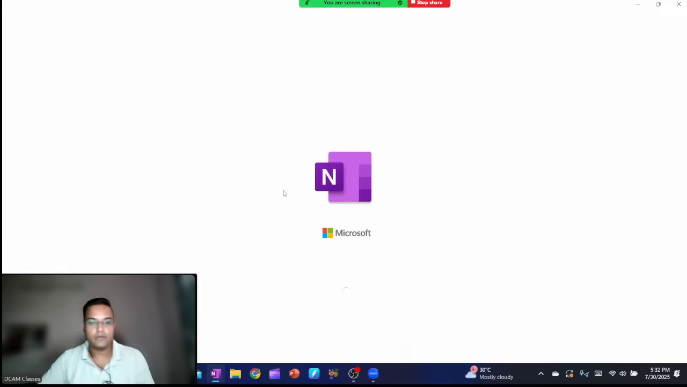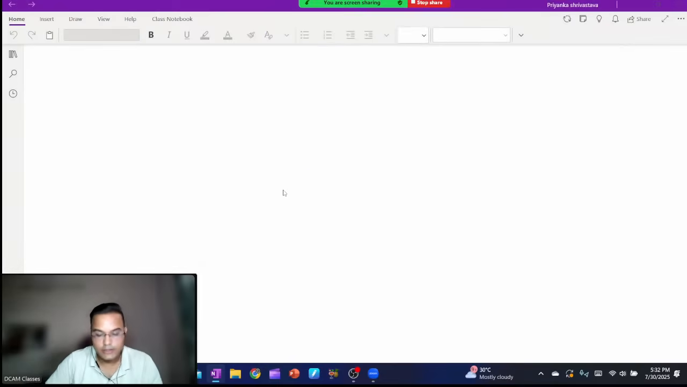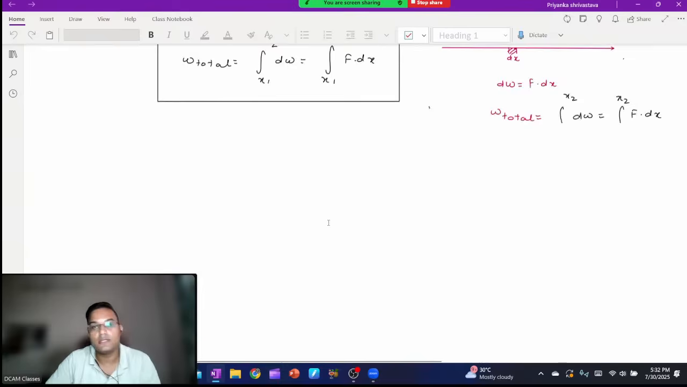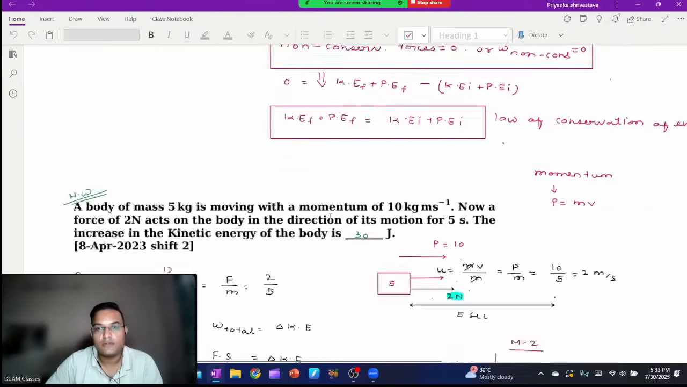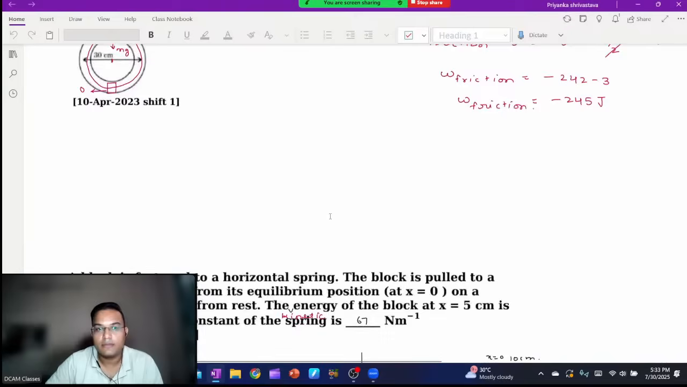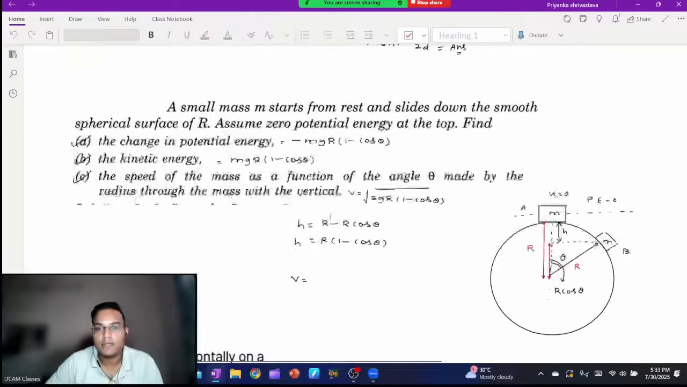So now let me tell you about the next part. The next part is collision. This we have done. We can solve some more problems later, but let's do the collision part first.